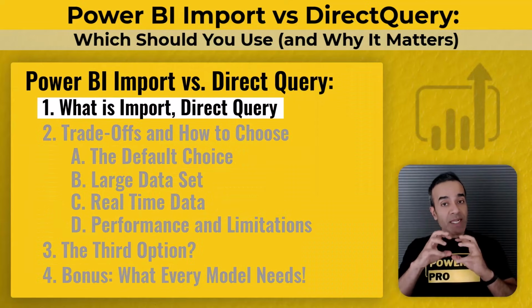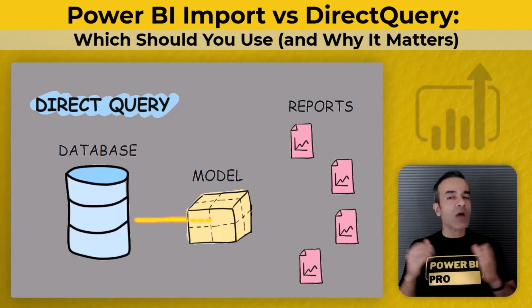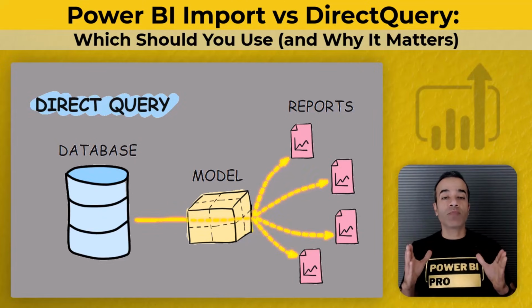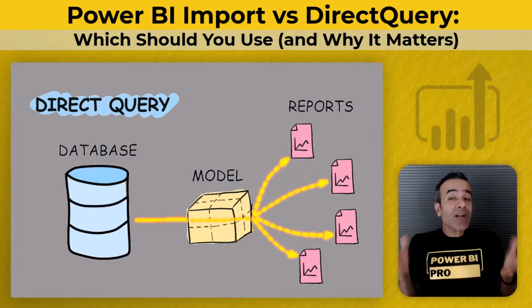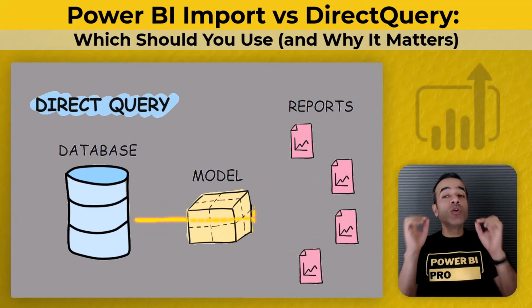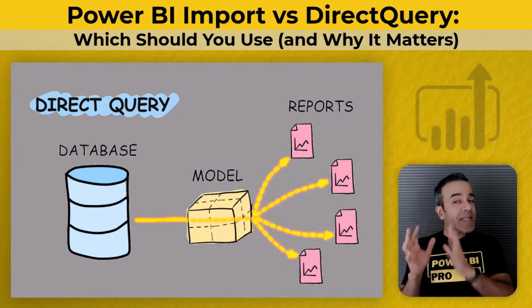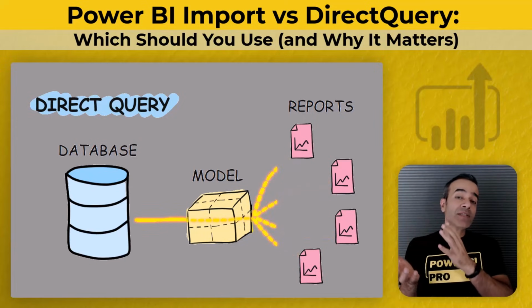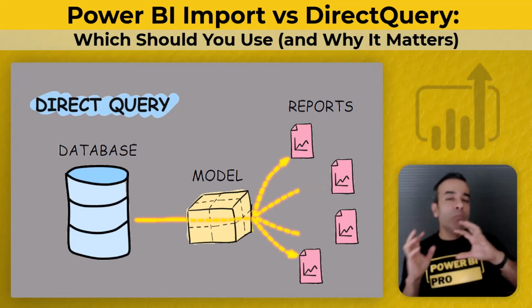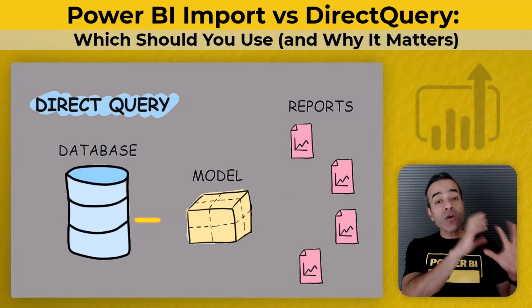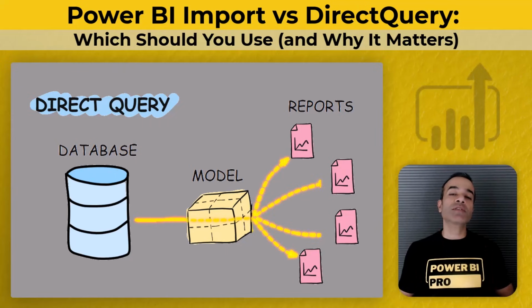It copies the data and compresses it. Now, direct query works differently. With direct query, Power BI doesn't store the data in your model at all. Every time you or a report user interact with your report, click a slicer, apply a filter, refresh a visual, Power BI goes back to the original source and runs a query there. And of course, that has consequences.